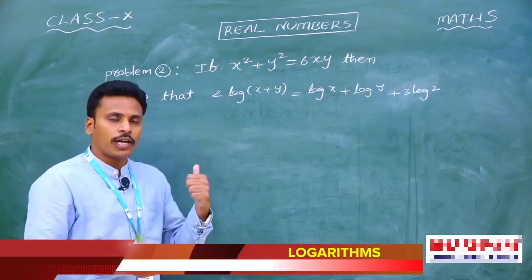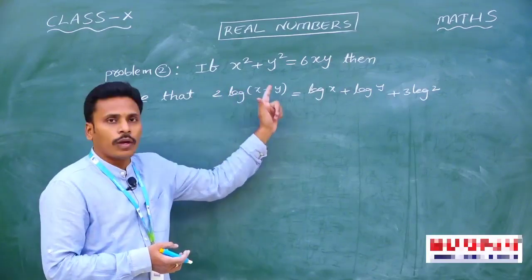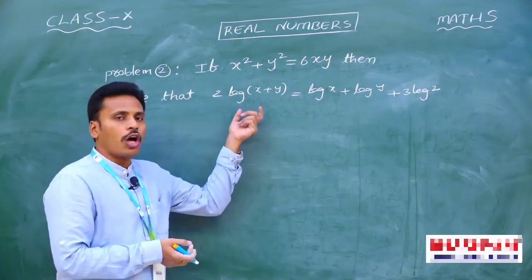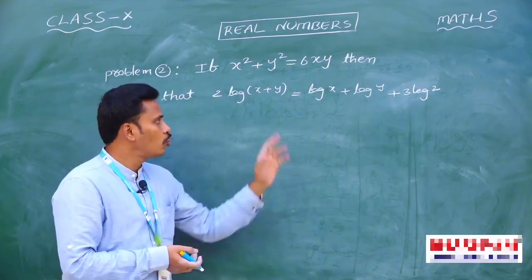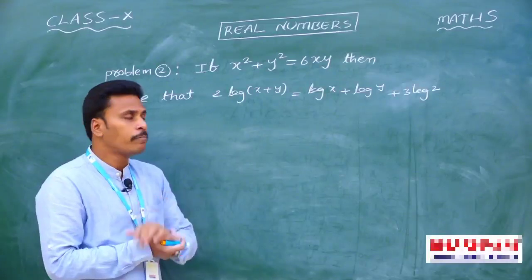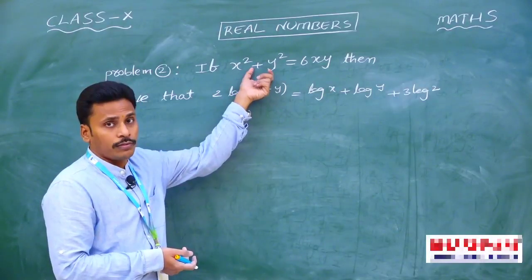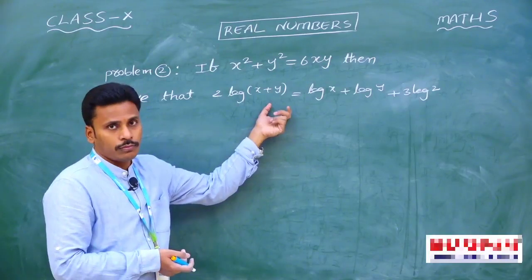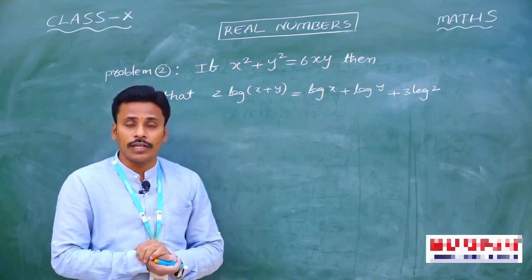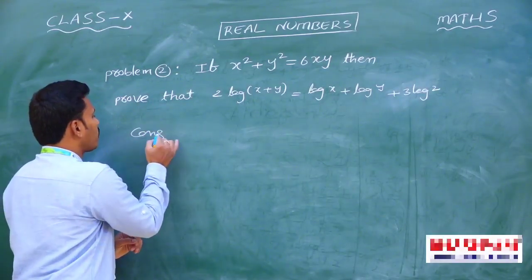And now, look at the board. The second problem. If x square plus y square is equal to 6xy, then prove that 2 logarithm of x plus y is equal to log x plus log y plus 3 log 2. Yeah, this is given, x square plus y square is equal to 6xy, and this is what we need to prove. So to prove this, we need to start our discussion with this x square plus y square is equal to 6xy. So you just consider that given statement.